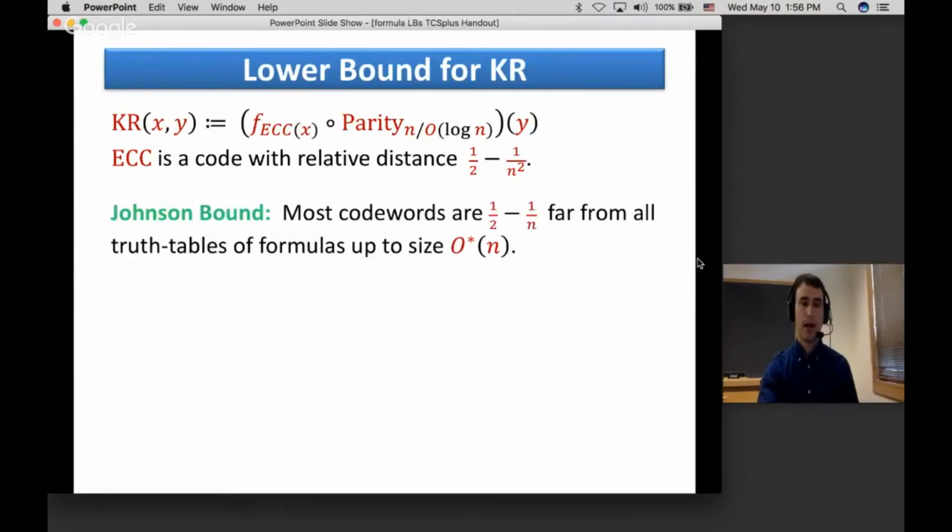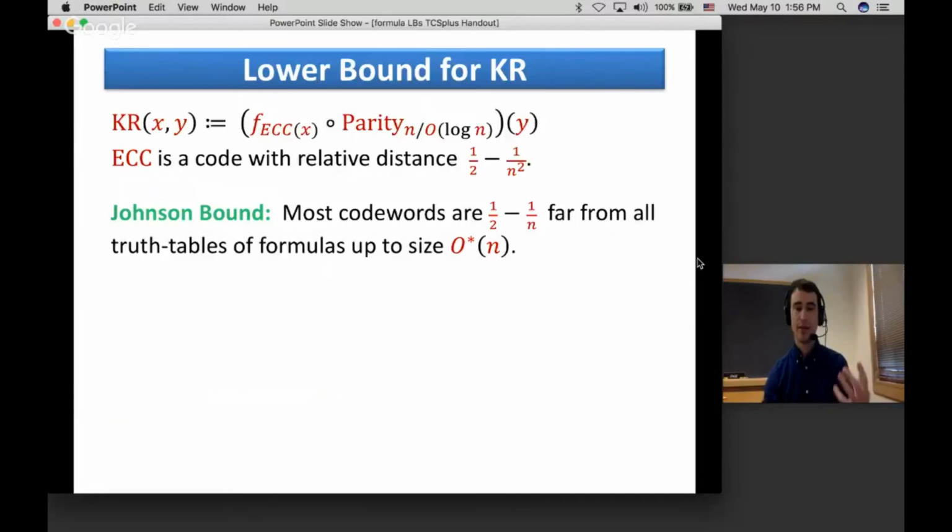And now we can use the Johnson bound to show that most code words are far from all truth tables of small formulas. So previously we used the counting argument to say that most truth tables are not described by small formulas. But now we want to show that they are even far from all formulas. So the way we do it, we take a ball around each small formula. This ball does not contain too many code words. This is using the Johnson bound.